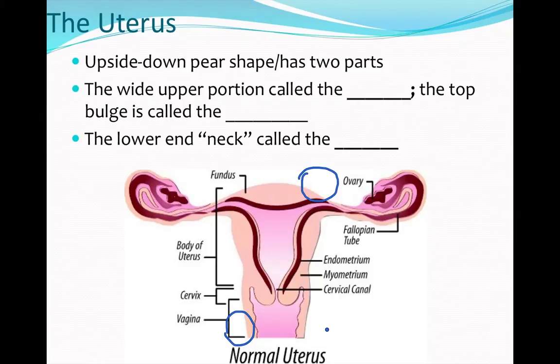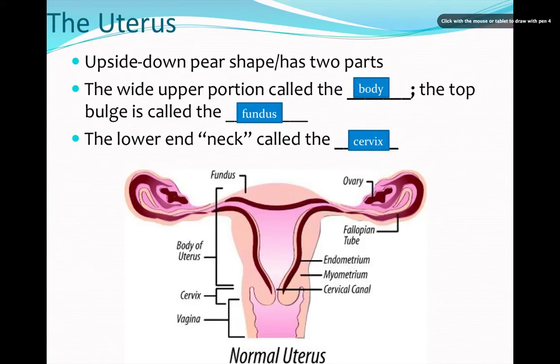The uterus is an upside-down pear-shaped organ that has two parts. The wide upper part is called the body, and the top bulge is called the fundus. The lower end, the neck, is called the cervix.